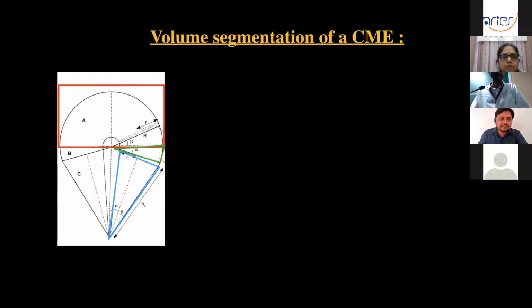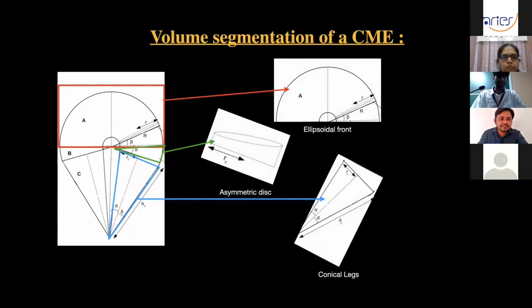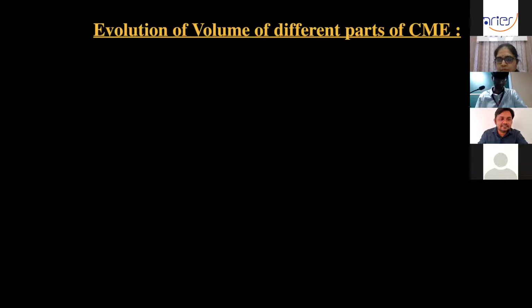We can divide it into the top ellipsoidal leading front, then the middle asymmetric disc, and then the pair of conical legs. So we can divide the entire CME structure into these three parts. And once we do that, we can do our own calculations. Based on the GCS recorded parameters, we can study the evolution of the volume of these three different structures separately, and of the whole CME as a whole.